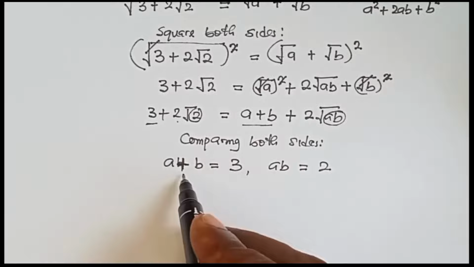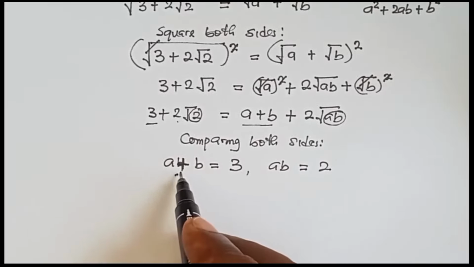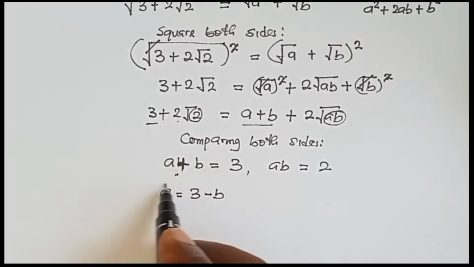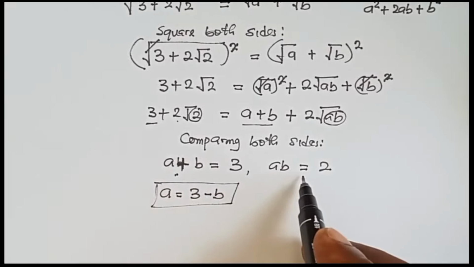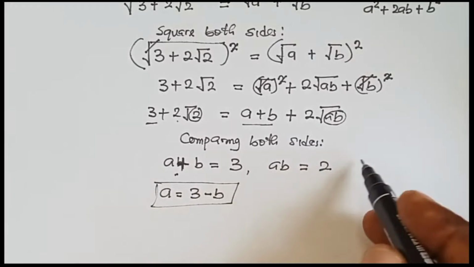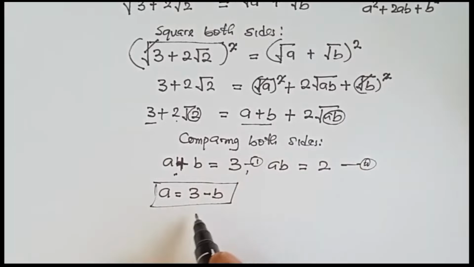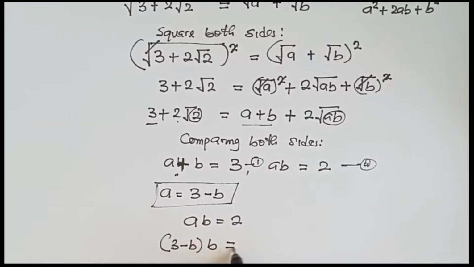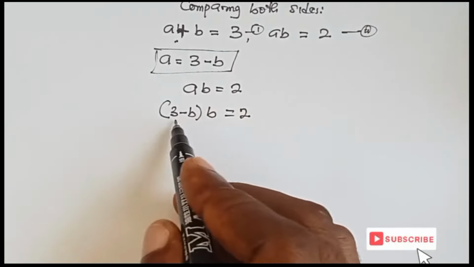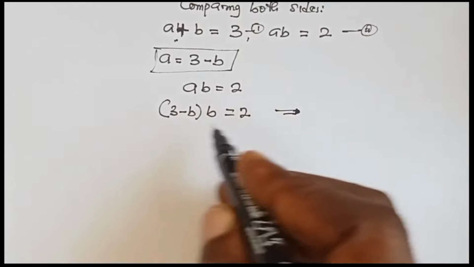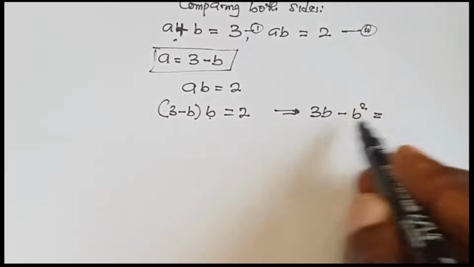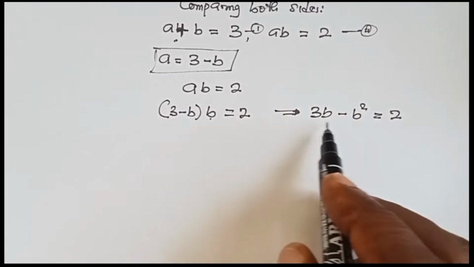Now from this side, we can make b or a the subject of the formula. From here, our a is equals to 3 minus b, when we move this plus b to that side. That means that anywhere we see a in the second equation, we write 3 minus b. From equation 2, where we have ab equals to 2, anywhere we see a, we write 3 minus b. So a, that is 3 minus b, times b equals to 2. So we expand this, 3 times b will give us 3b, minus b times b, which gives us b squared, equals to 2. So this is a quadratic equation, and then we're going to factorize it.